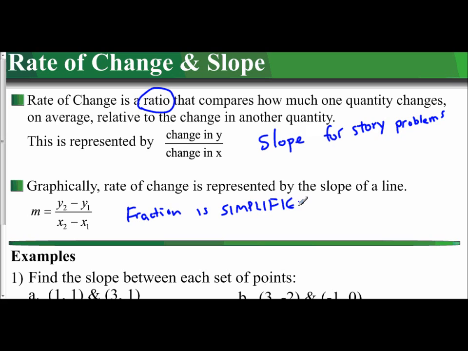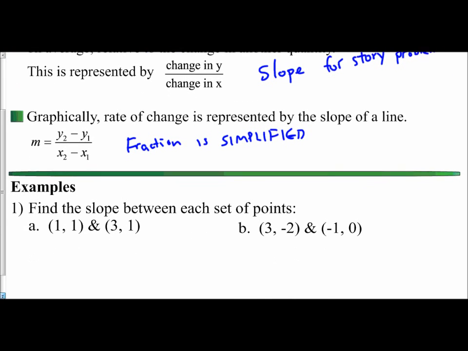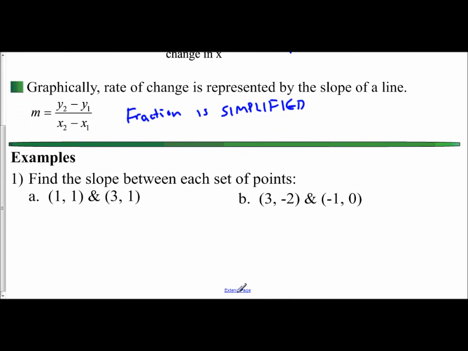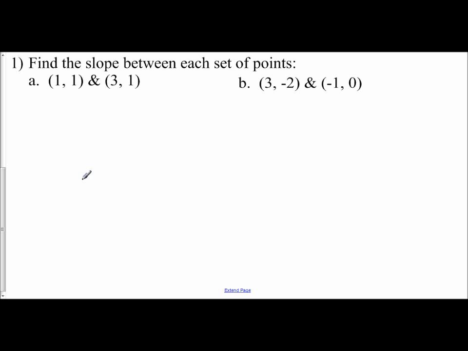And so let's look at the first few examples. Find the slope between each set of points. And so when we're dealing with this example, we're just going to go through and follow our slope formula, which says m equals y2 minus y1 over x2 minus x1, our change in y over our change in x. So this is the formula we're going to follow for both these examples.